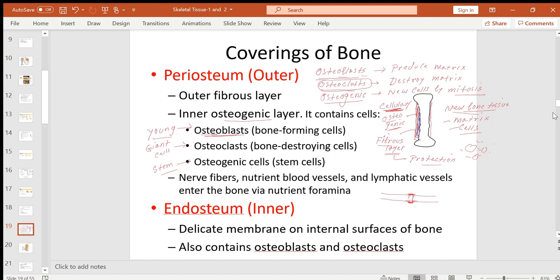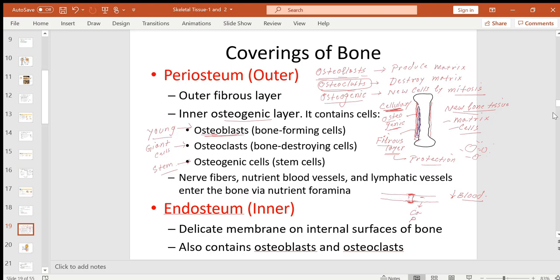And another very important function of osteoclasts is, if the calcium in your blood drops, if blood calcium gets lower than normal, then the osteoclasts will get more active to do what? To break the matrix of the bone. Why? Because the matrix of the bone has plenty of calcium. You must remember when we talked about the functions of the bones, we said that calcium and phosphate.